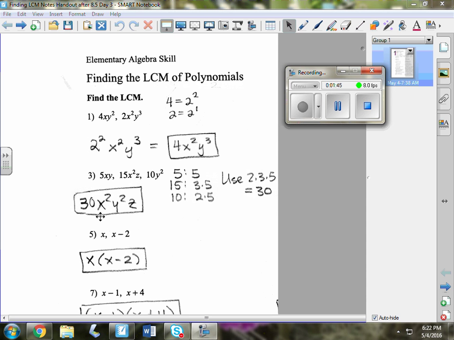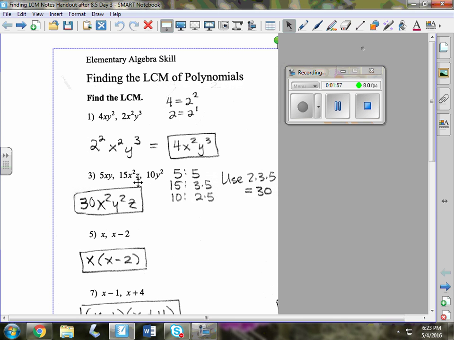And then we also had variables of x, y, and z. The highest power on an x was 2, right here. The highest power on a y, here, 2. The highest power on a z was just here as 1.